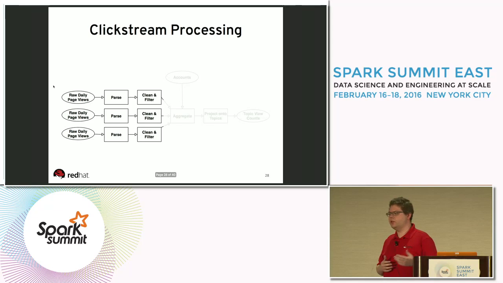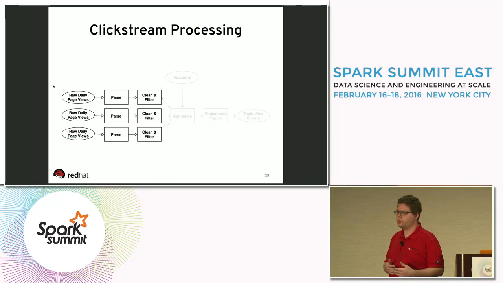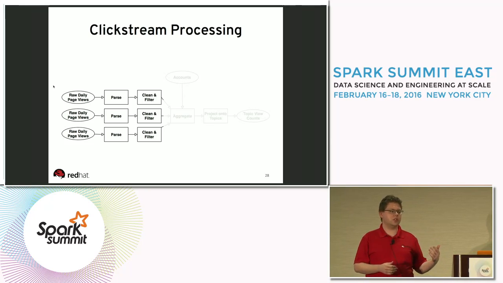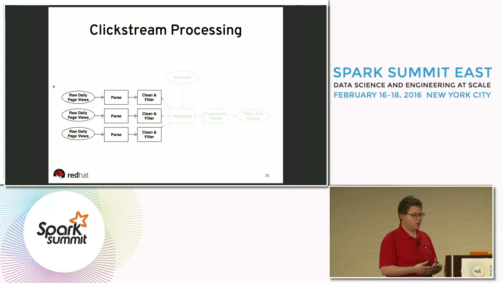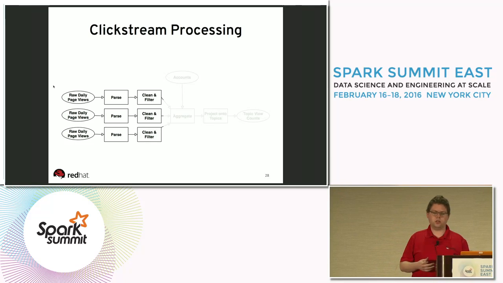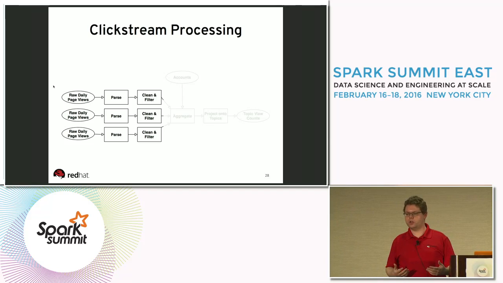We then clean and filter the records. So we remove records with bad data, fill in missing values, and then clean the URLs, removing prefixes such as HTTP and HTTPS, and suffixes such as the session ID that would impair our ability to aggregate. We also filter the URLs, keeping only those URLs corresponding to our knowledge base articles.